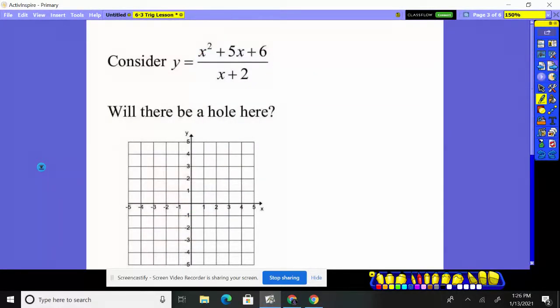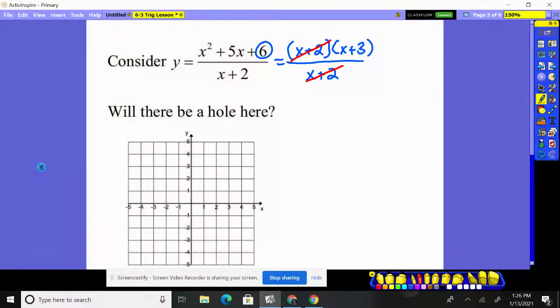So let's consider this. Will there be a hole here? We're like, well, how am I supposed to know? Well, when I look at that top, whenever I see an x squared plus so many x's plus a number, I'm like, hey, does it factor? Well, let's see. Does it factor? Yes, it does. It breaks down to (x plus 2) times (x plus 3) because 2 times 3 gives me the 6 and 2x plus 3x gives me the 5x, all over (x plus 2). And what do we notice happens?